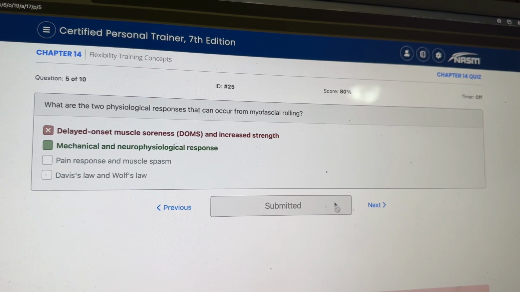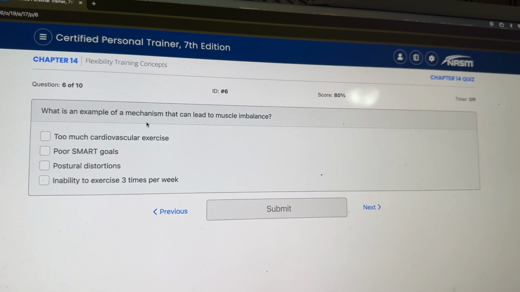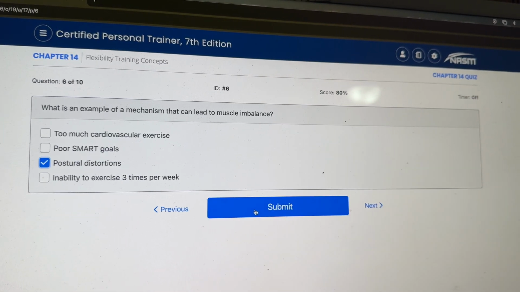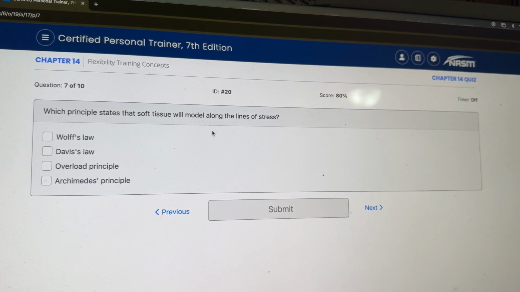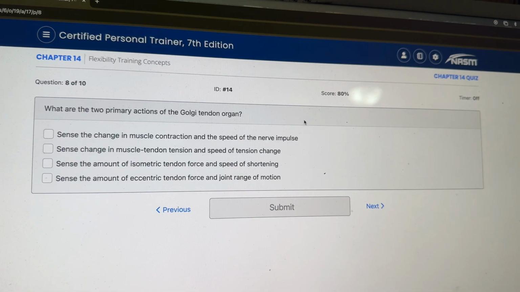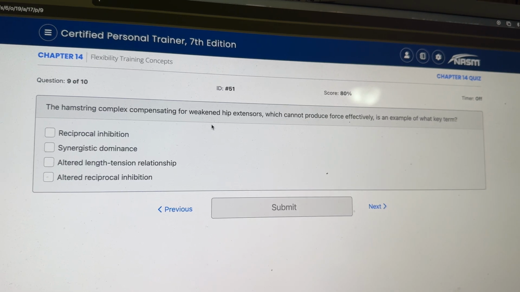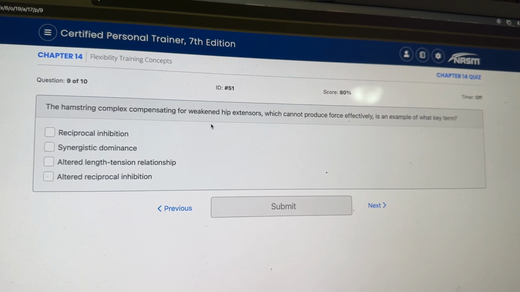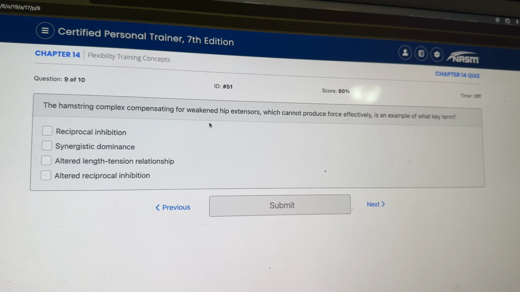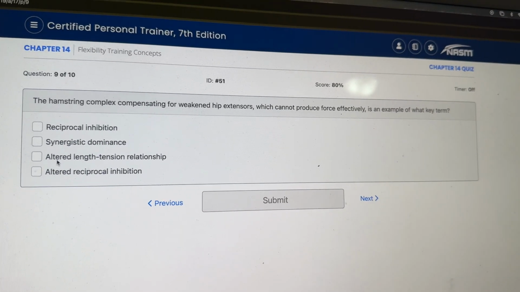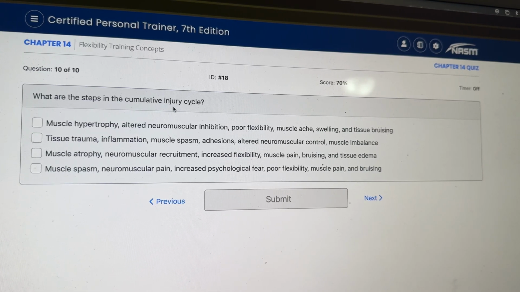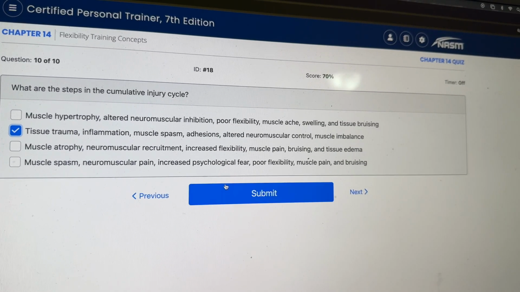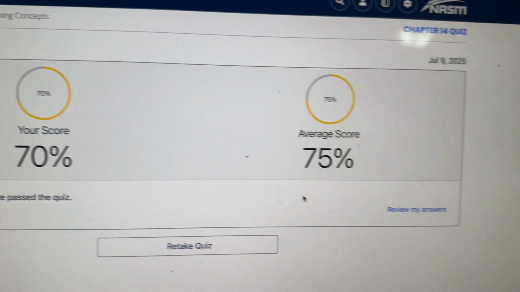Mechanical and neurophysiological response. What is an example of a mechanism that can lead to muscle imbalance? Which principle states that soft tissue will model along the lines of stress? Davis's law. What are the 2 primary actions of the Golgi tendon organ? I think it's this one. The hamstring complex compensating for weakened hip extensors, which cannot produce force effectively, is an example of what key term? I'm going to say altered reciprocal inhibition. What are the steps in the cumulative injury cycle? Trauma, inflammation, spasms, adhesion. My score was 70, the average was 75.